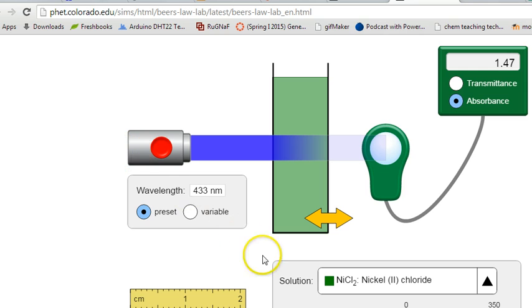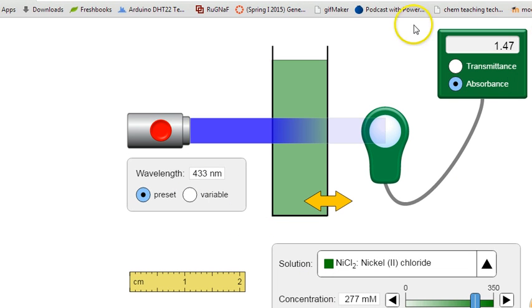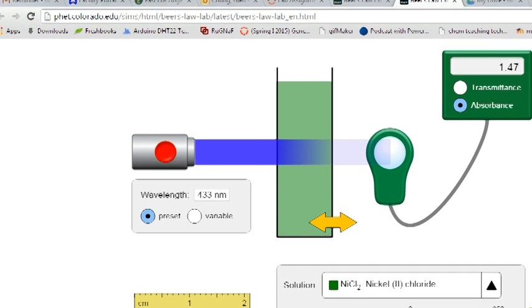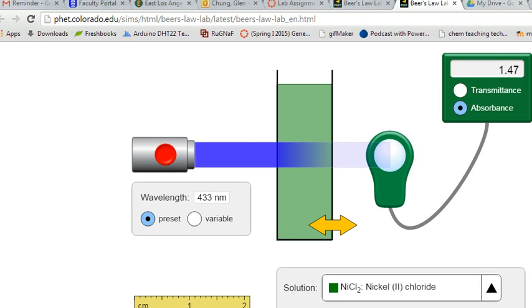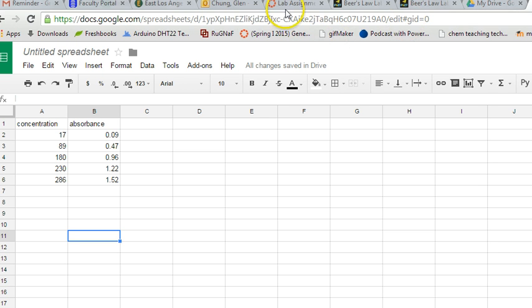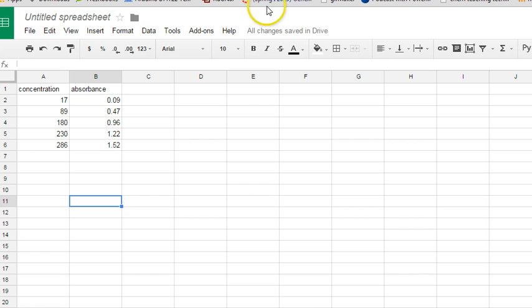So, I can type in 277, 1.47. You know what I mean? 277 millimolar, 1.47. All right, and you just keep on doing that until you have 5 pieces of data, 5 points of data. And let me show you what that will look like. There you are. This is my sheet, and then you see that I have 5 pieces of data there. Now, that's what you do for number 2.